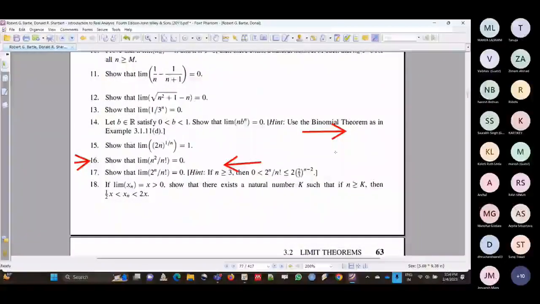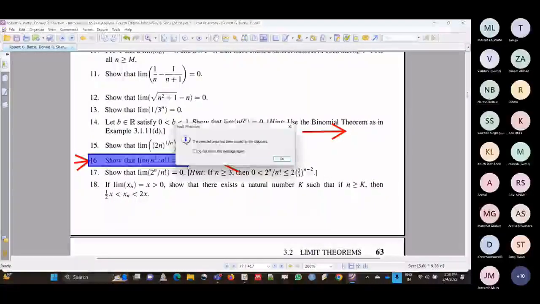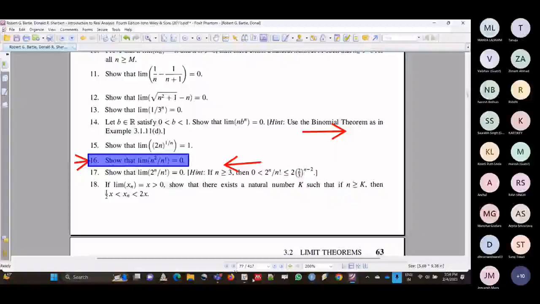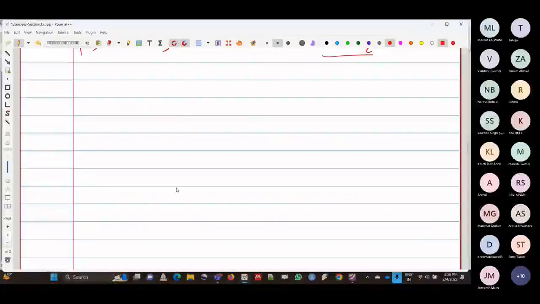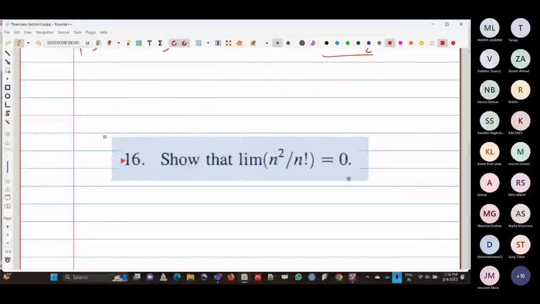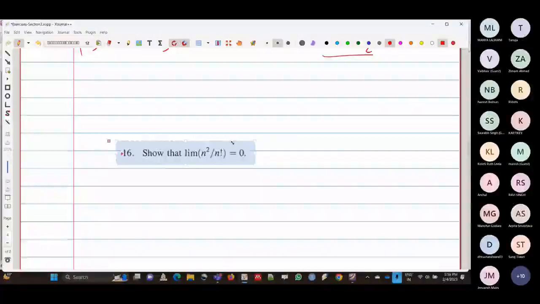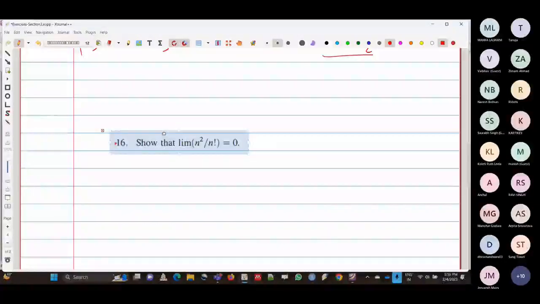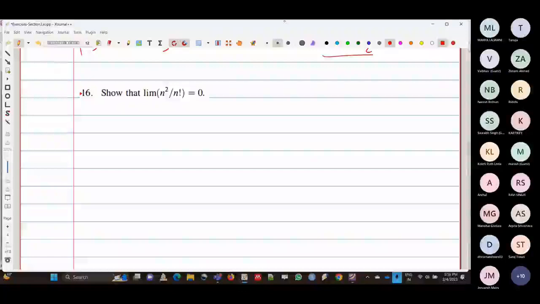Let us solve question number 16. So we need to show that the limit of this sequence, n square by n factorial, is equal to 0.